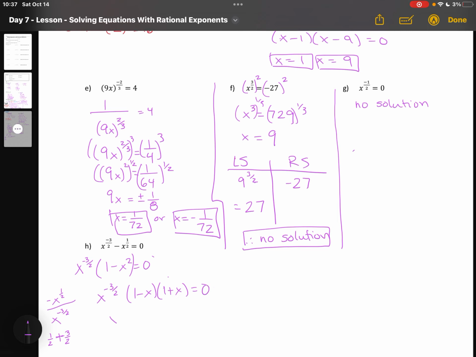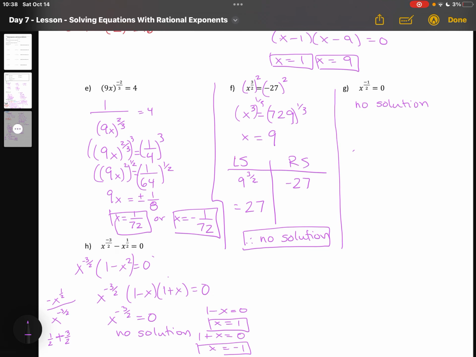And now I've got 3 mini equations that I'm going to solve. So x to the minus 3 halves equals 0 is the first one. There's no solution there. And then here I've got 1 minus x equals 0. So x equals 1. And then I've got 1 plus x equals 0. So x equals negative 1. So this equation is one that has 2 solutions.